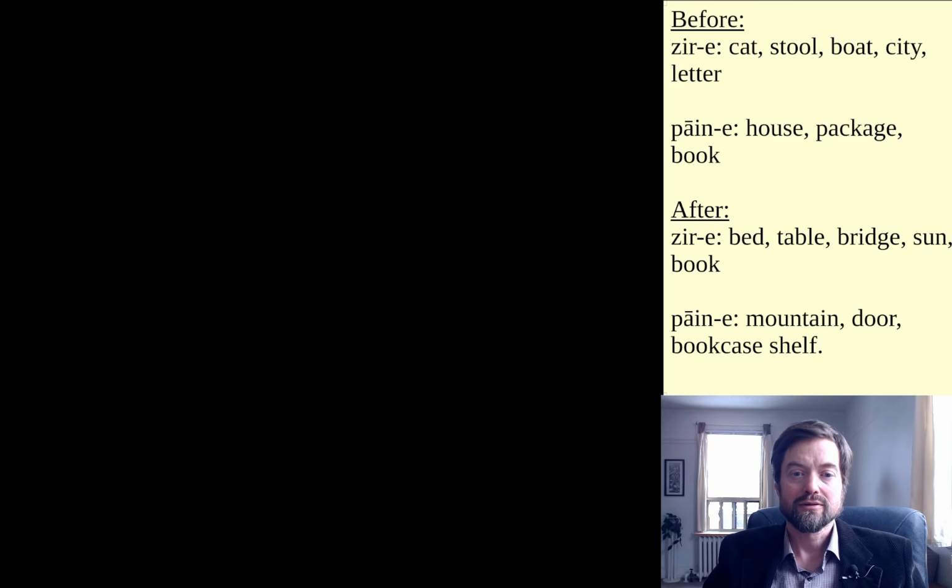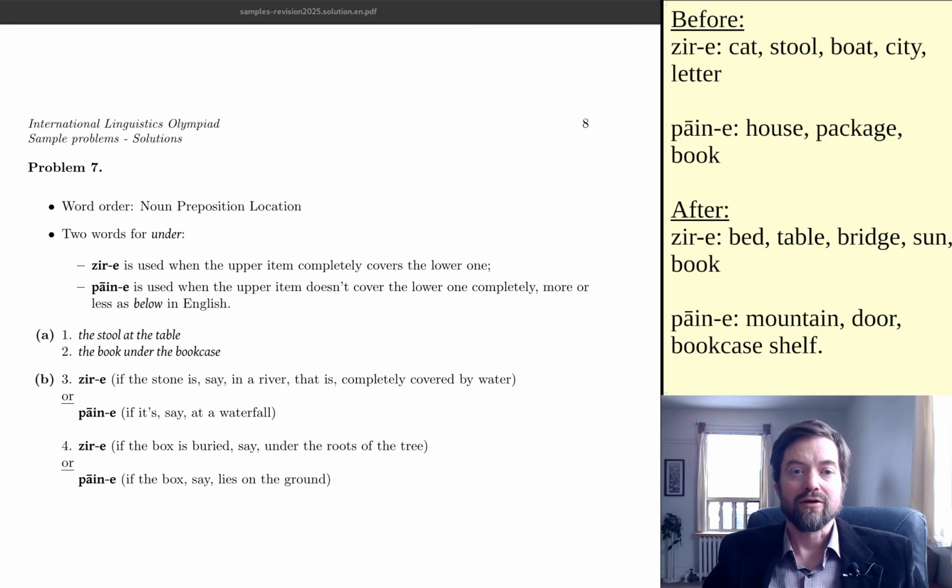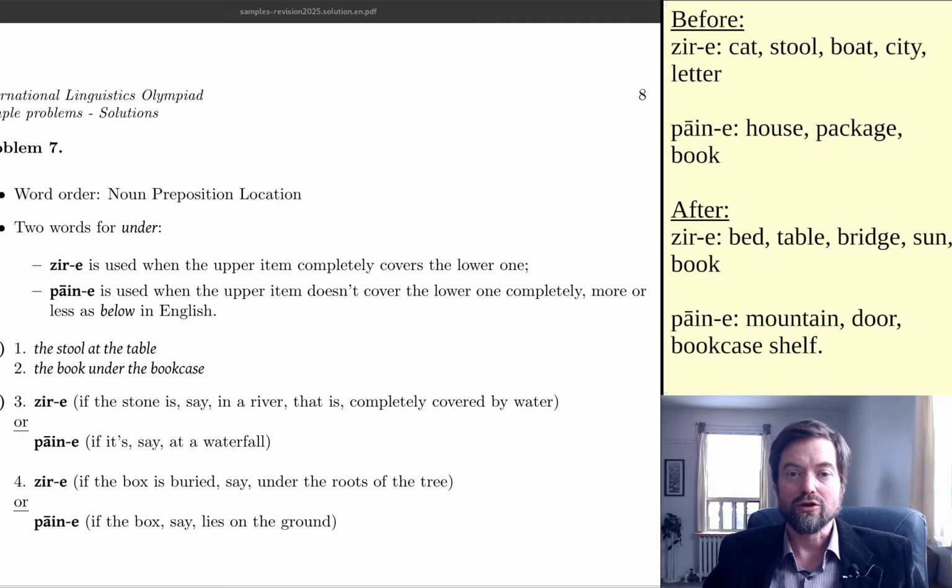And here it is. What do we have? Look at this. Can you believe it?